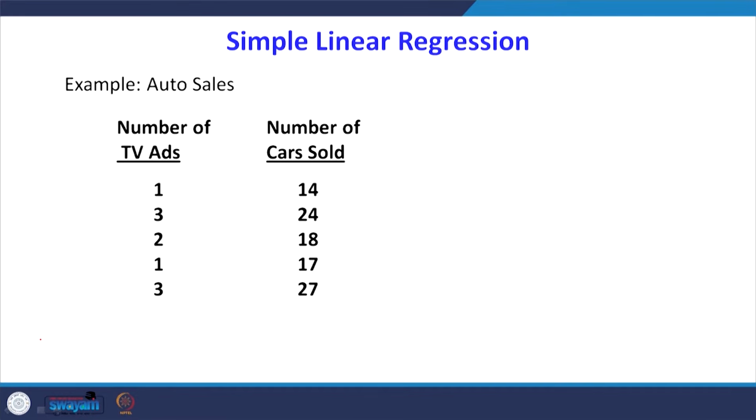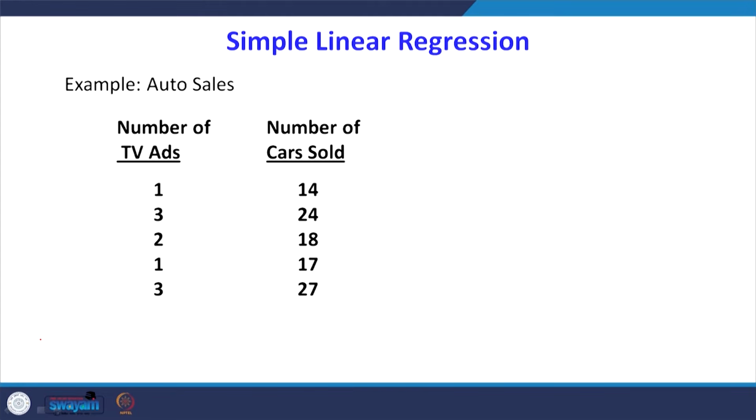The data says: number of TV ads 1, number of cars sold 14. When the number of TV ads is 3, number of cars sold is 24. Number of TV ads is 2, number of cars sold is 18. Number of TV ads is 1, number of cars sold is 17. Number of TV ads is 3, number of cars sold is 27.